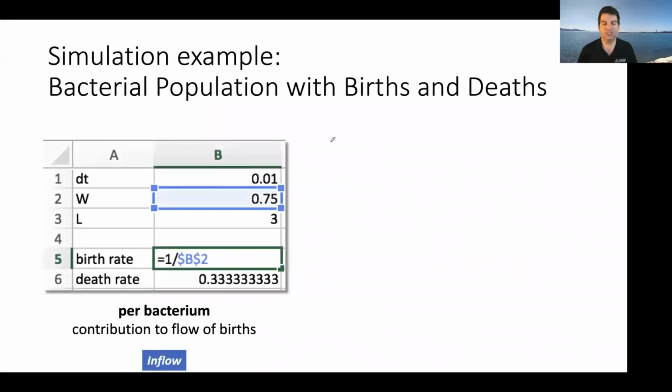So what I've done here is I've created a spreadsheet, and I put my DT. This is my compounding period. It's going to be 100th of a minute or 100th of a second, whatever your time unit is. Then I'm going to put W, which is kind of my birth rate. Well, it's a birth rate per bacteria, but because 1/W is the birth rate, W is really the time between births. So W is the time between births, and L is the lifetime or the average lifetime.